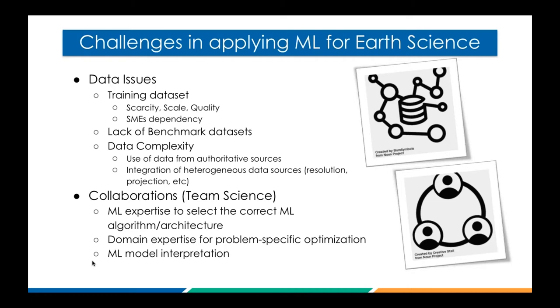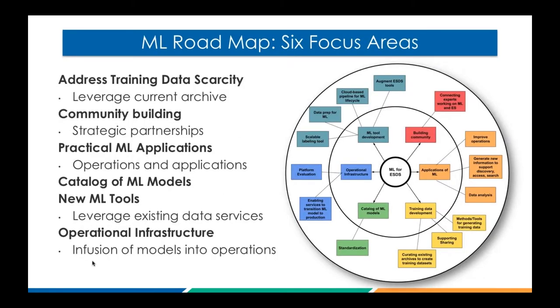So from our perspective, there are six focus areas that we would like to work on. One of them is this whole training data scarcity, and the workshop is trying to address that. I think community building is important. We are looking at strategic partnerships. At least in machine learning and AI, I think private industry is further ahead in some of these areas. We want to have strategic partnerships with them to leverage their expertise in tackling some of these problems. I think focusing on practical applications, which are low-hanging fruit, would bear more benefit for us, focusing on operations and applications.